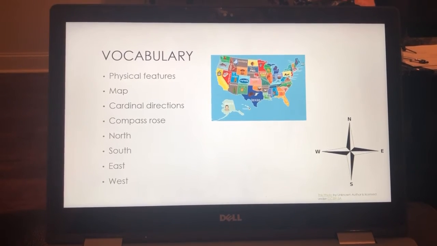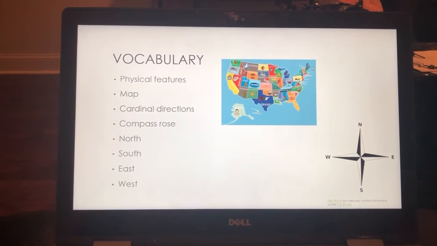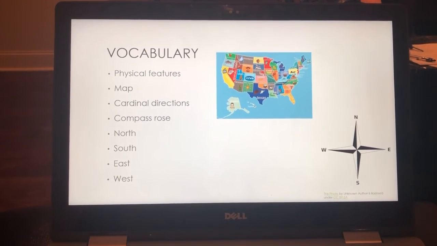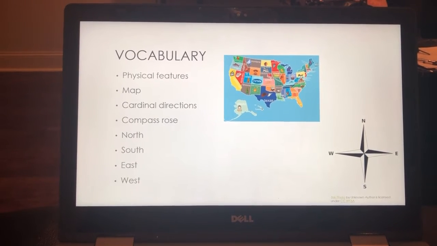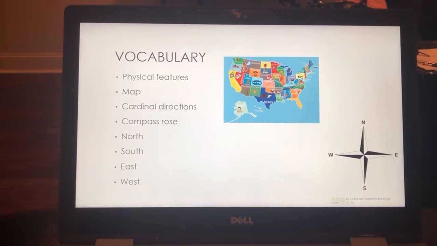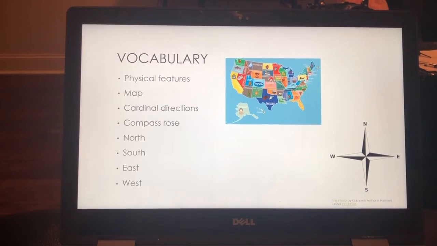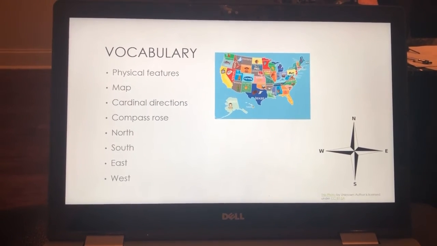Can someone give me a definition of physical features? Great. What about map? Good. What's your definition of compass rose? What does a compass rose even look like? Great. And what is north, south, east, and west? Yes, those are the different directions.